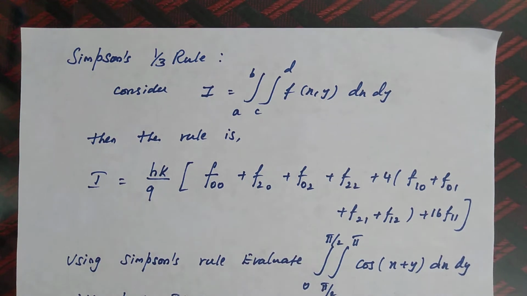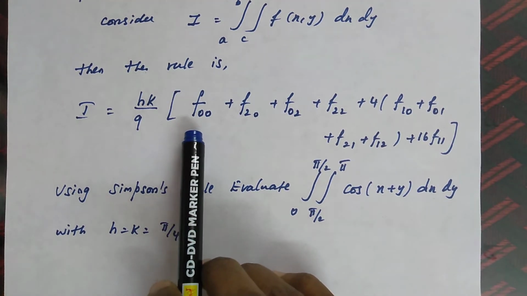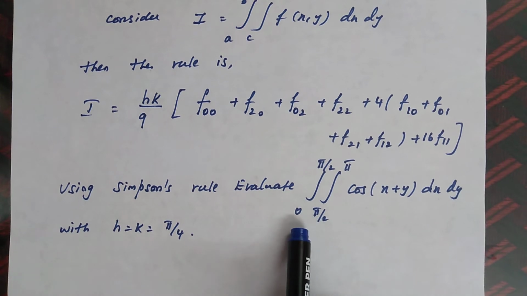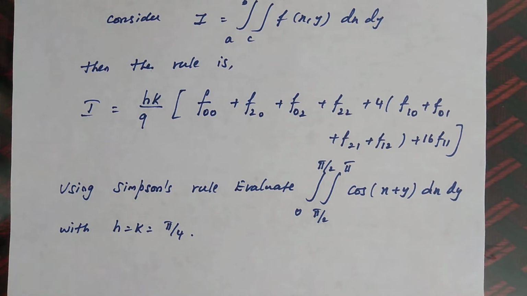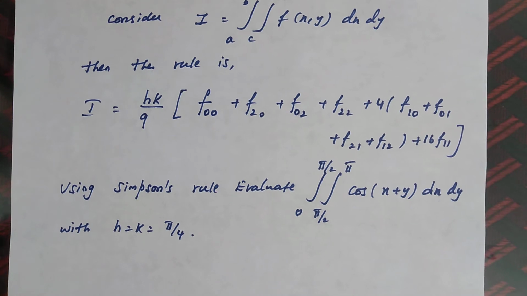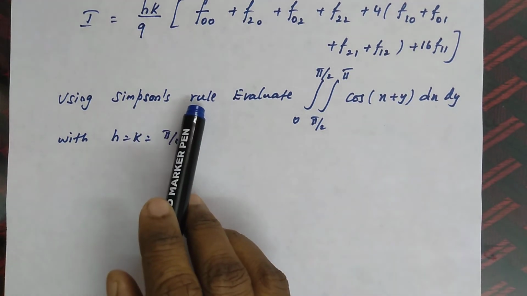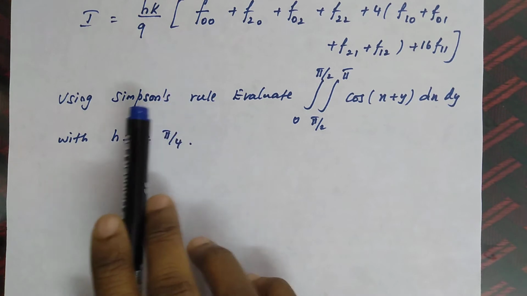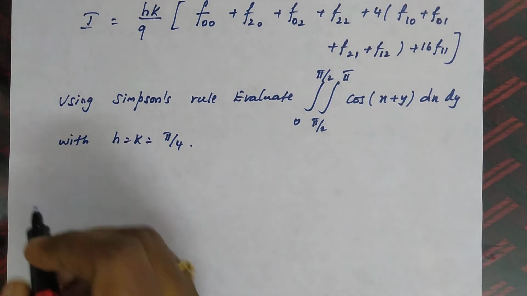Okay, so for the double integration the result differs from Simpson's ordinary 1/3 rule. Okay, so using Simpson's rule, first problem: using Simpson's rule, evaluate the double integral 0 to pi by 2 and pi by 2 to pi cos of x plus y dx dy, with h equal to k equal to pi by 4. Here it's mentioned that using Simpson's rule, it's understood that it is Simpson's 1/3 rule, because Simpson's 1/3 rule is for double integration. It's no need to mention 1/3, simply Simpson's rule is understood to be Simpson's 1/3 rule only. Okay, it's similar to the trapezoidal rule. First we will write the given f of xy. Okay, so look at the solution.